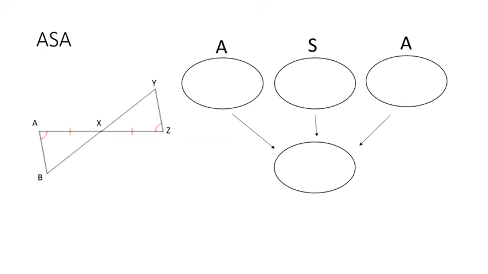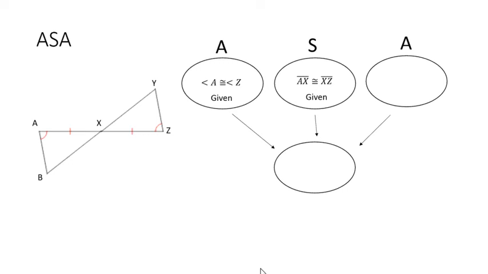So I'm going to put ASA at the top so that I remember and I don't get myself confused here. So in the first bubble, I'm going to put that angle A is congruent to angle Z. They both have one arc, and that was given to us. That's how we knew that it was congruent. And then I'm going to put the side in there. AX is congruent to XZ. I know that because that was also given.